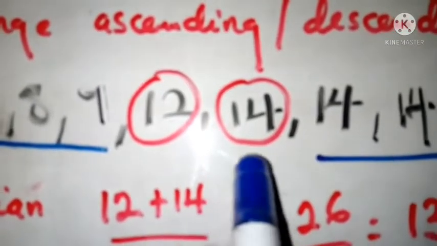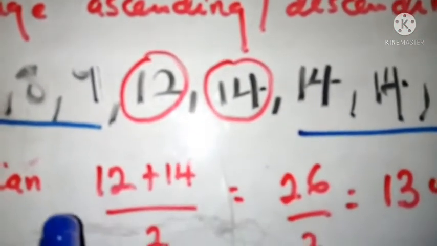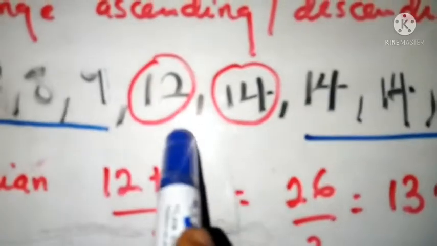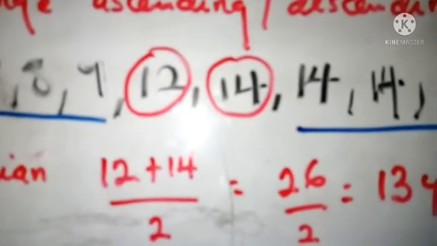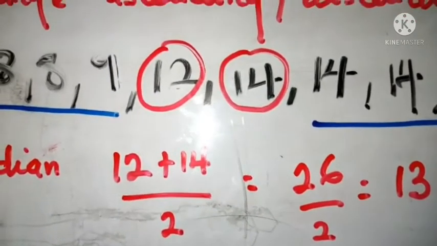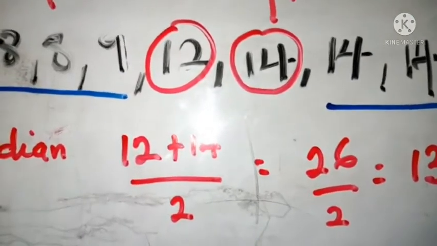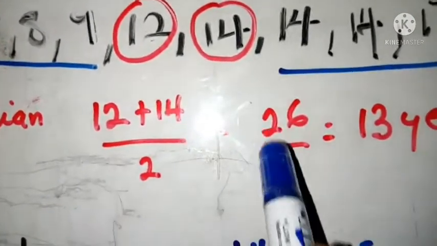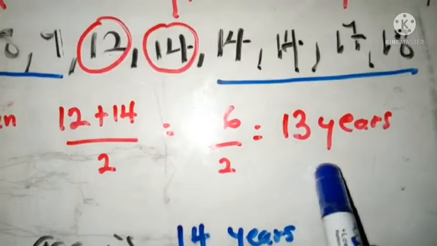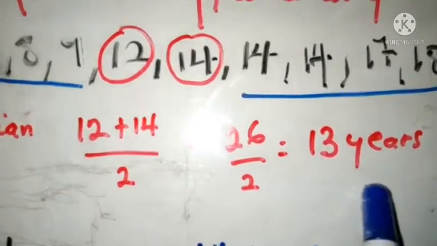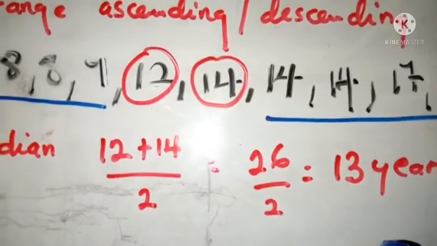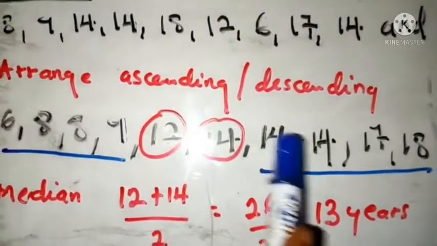So what do you do with these 2 guys? Since we are looking for the middle, we just add them and then divide by 2. So 12 plus 14 divided by 2 is 26 divided by 2. The answer is 13, right? This is how simply you find the middle, or the median, from a set of numbers.